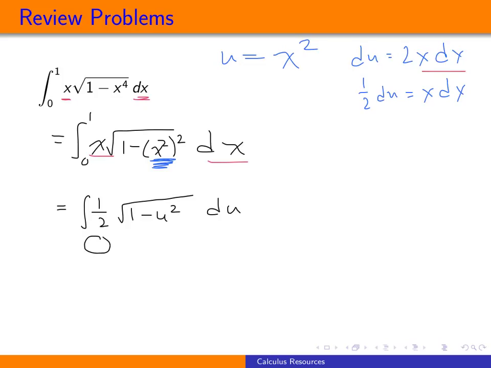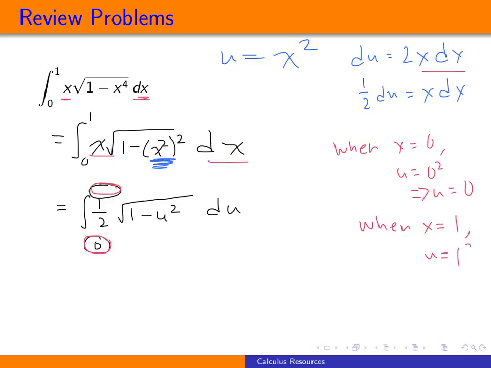Next, we need to figure out what our limits of integration are. So when x is 0, u is equal to 0 squared, so u is 0. So the lower limit is 0. For the upper limit, I want to figure out what happens to u when x is 1. When x is 1, u is 1 squared. So u is in fact 1. So there we go. My upper limit is 1.